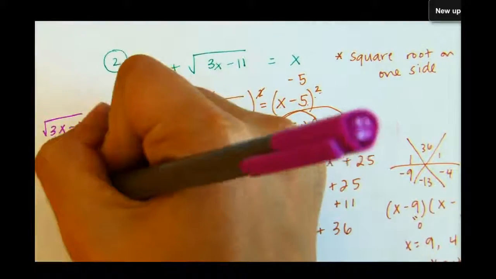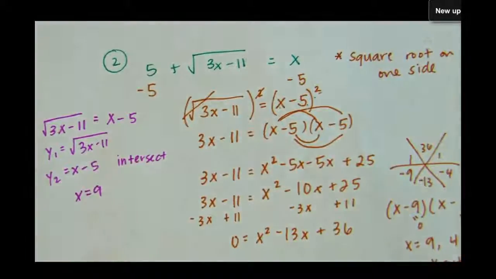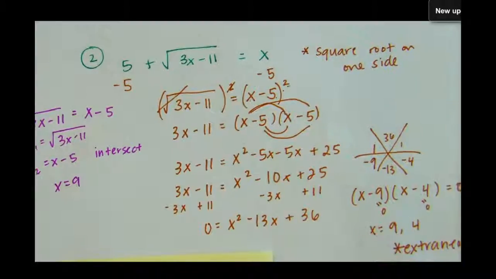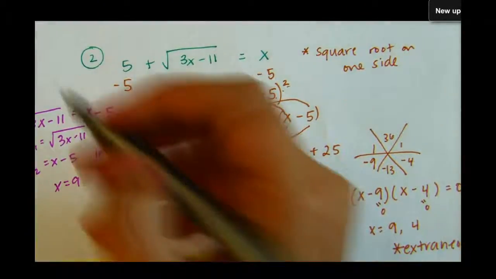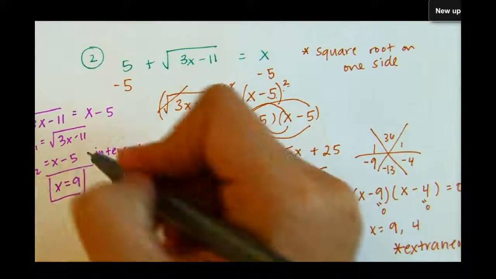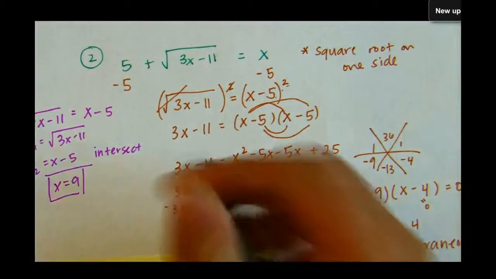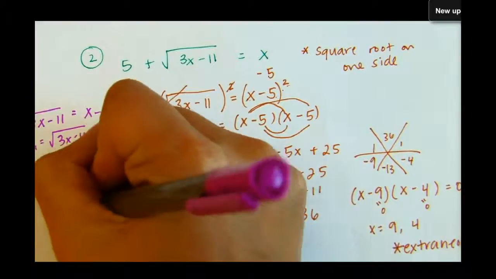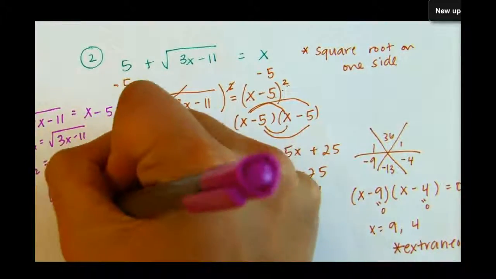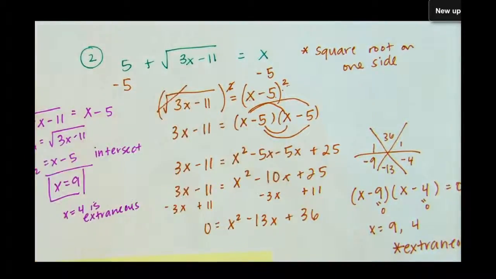So I can see that right down here, x equals 9. So what that means, I had these two solutions, right? I had x equals 9 and x equals 4. What that means is that x equals 9 is a solution. x equals 4 is extraneous. So it is not a solution.